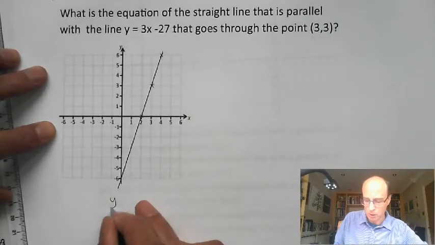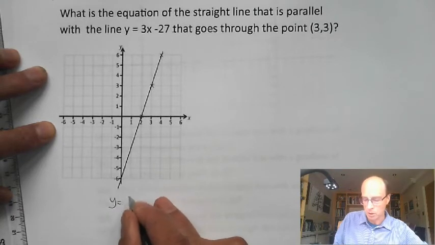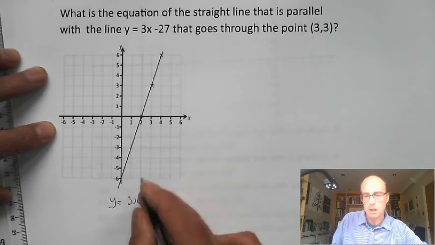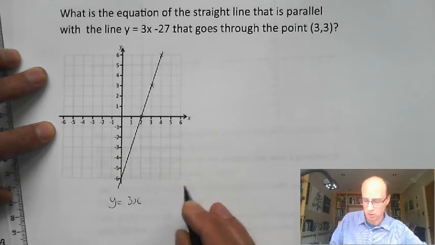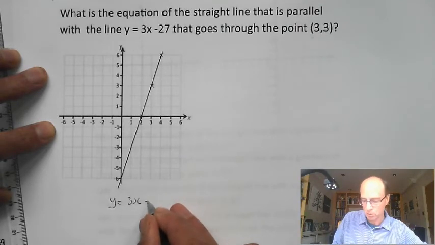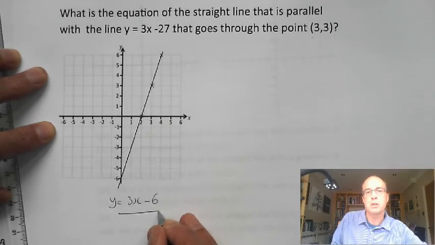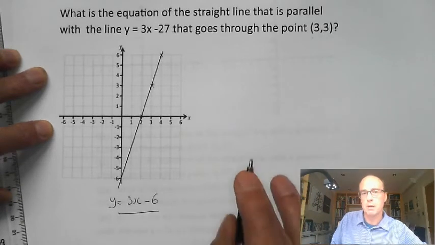I can work out what the equation is. I've got y is equal to the gradient of the line, which is 3x, and I know it goes through the point negative 6 on the y-axis. My y-intercept is negative 6, y equals 3x minus 6. Let's have a look at that with the numbers.